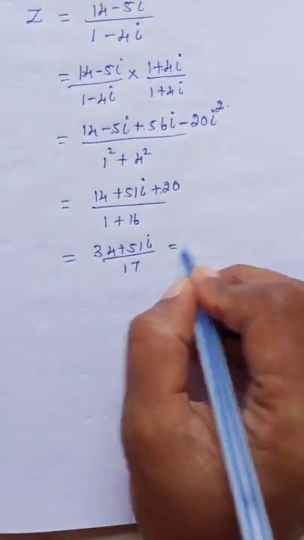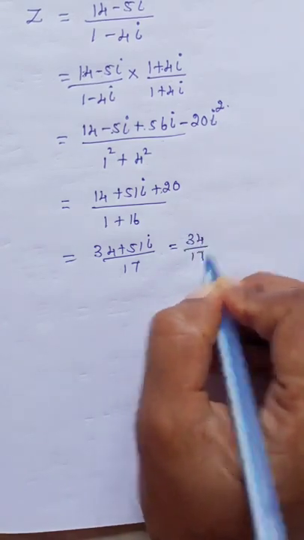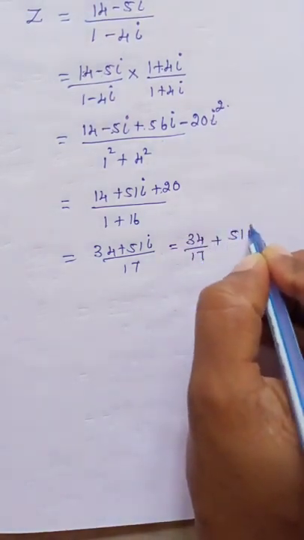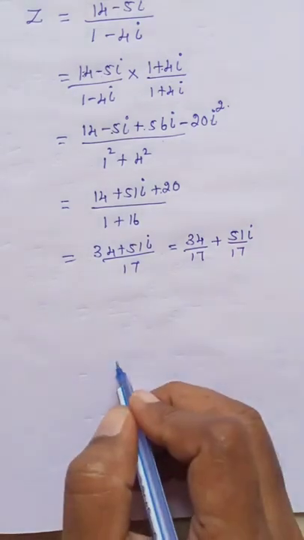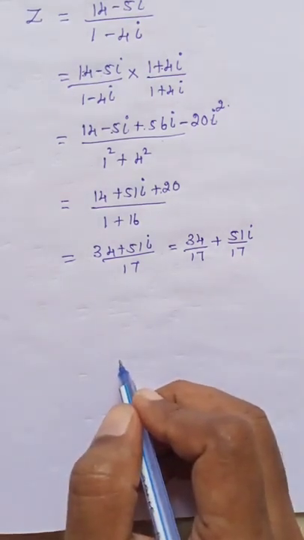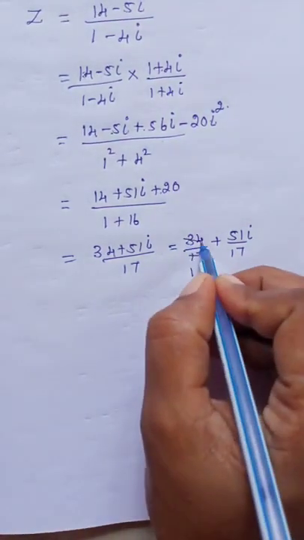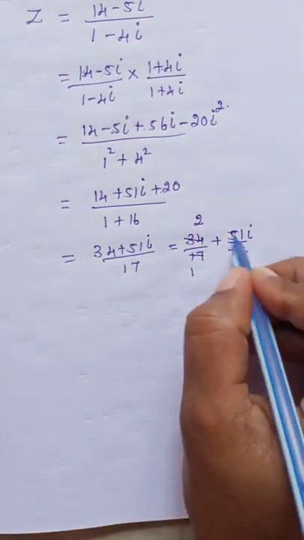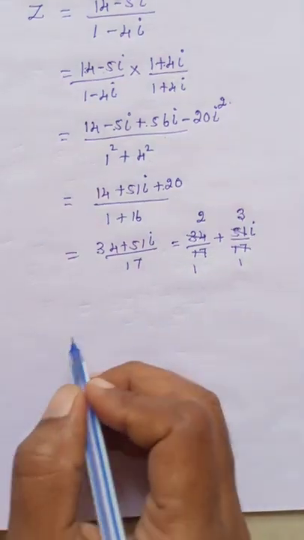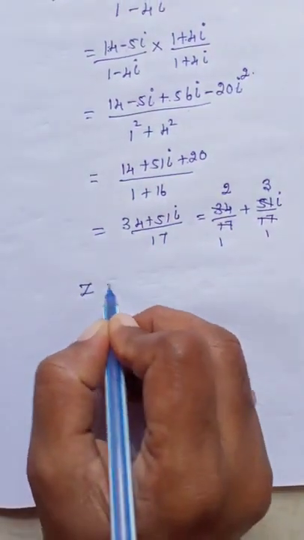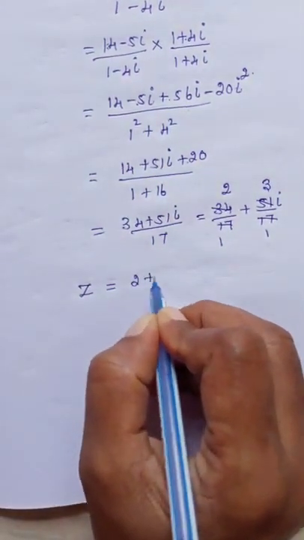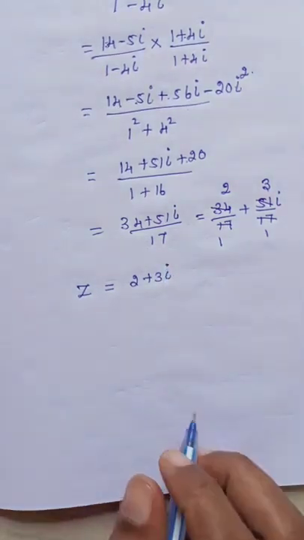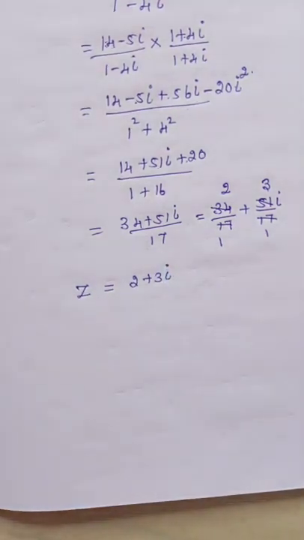Now we can separate it, isn't it? 34 by 17 plus 51i by 17. See, both are divisible, so we can divide it. 17 times 2 is 34, 17 times 3 is 51. So we have got z is equal to 2 plus 3i, or 2 plus i into 3. Is that clear? Simple problems only, isn't it?